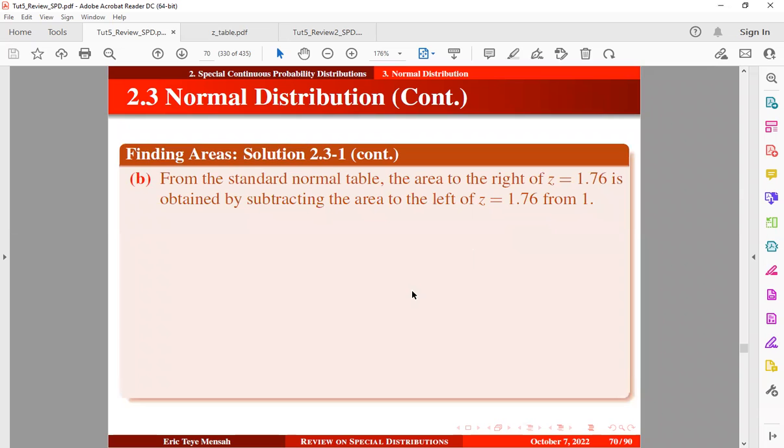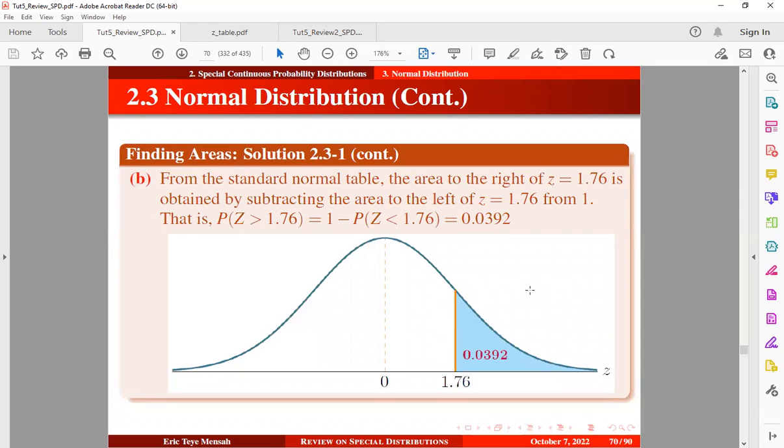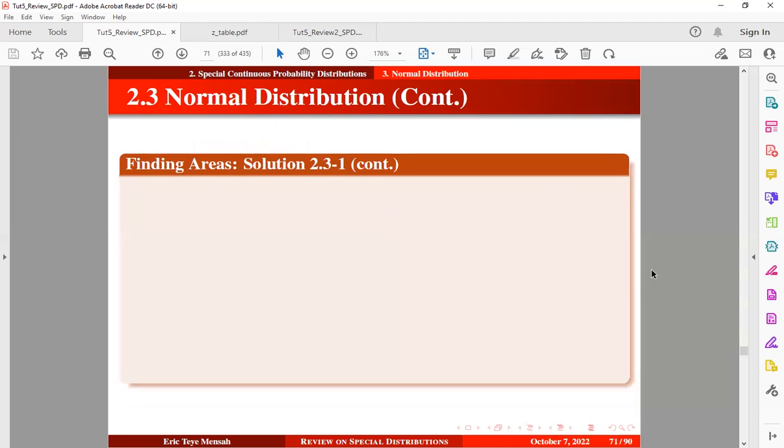All right. Let's take a look at the second question. From the standard normal table, the area to the right of 1.76 is obtained by subtracting the area to the left of Z, which is equal to 1.76, from 1. We can obtain this by using this complementary rule. We already know this to be 0.9608. Once you do the subtraction, you obtain this result, and this is how the curve will look like.